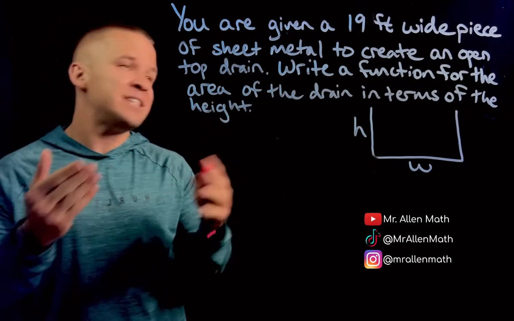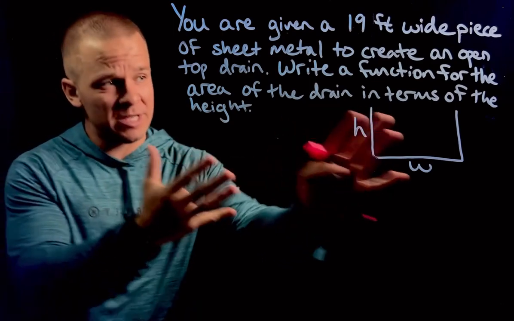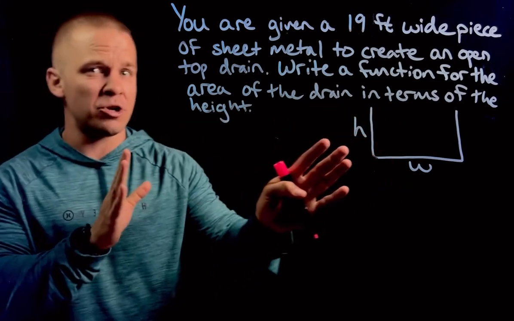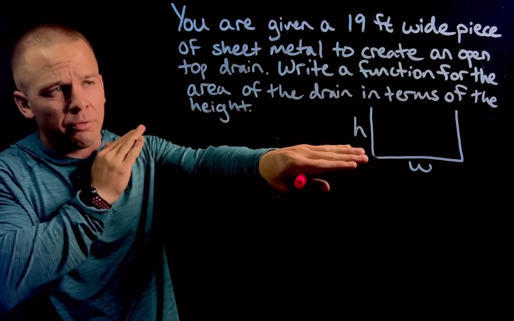We got ourselves an awesome math problem involving a wonderful open-top drain here. You're given a 19-foot wide piece of sheet metal to create an open-top drain that we see pictured right here. That's a cross-section of said drain, right? The drain's going to be 3 dimensions, so that water can be flowing right through.